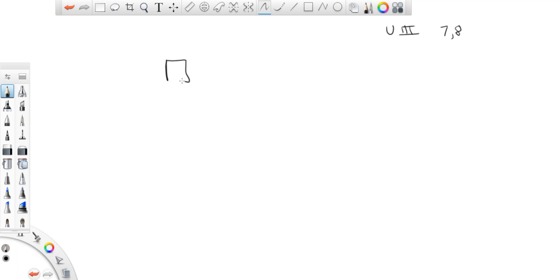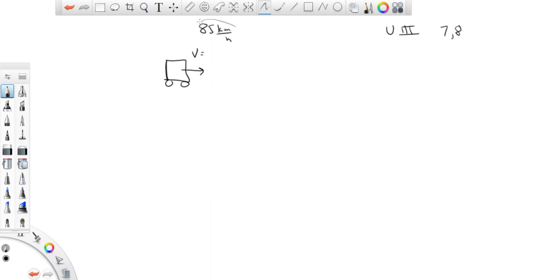Here's just a quick picture of our problem. Here's our car and it's moving this way. And it's got a velocity, I'll just call it V, which is given in the problem. Now they gave you a number in kilometers per hour. Mine says 85 kilometers per hour.